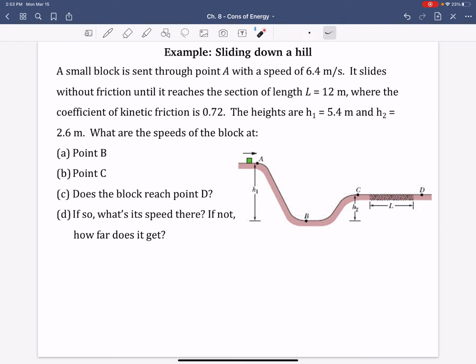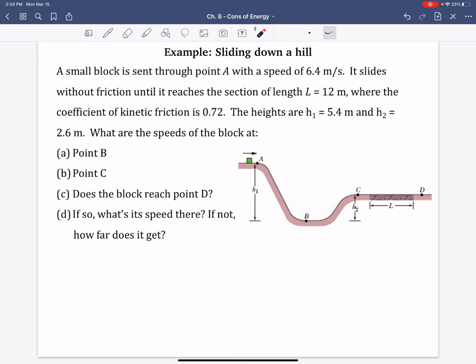In this example, it's another one on the conservation of energy. However, we're going to utilize both conservative and non-conservative forces. All right, so in this problem, as you can see, we have a box that's starting with some initial speed denoted by the arrow, and it's at an initial height of h1, right, at point A.